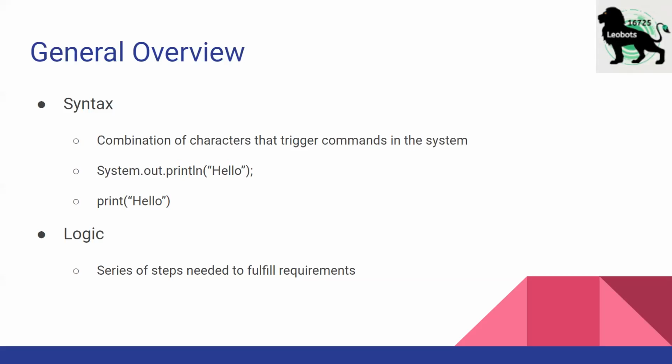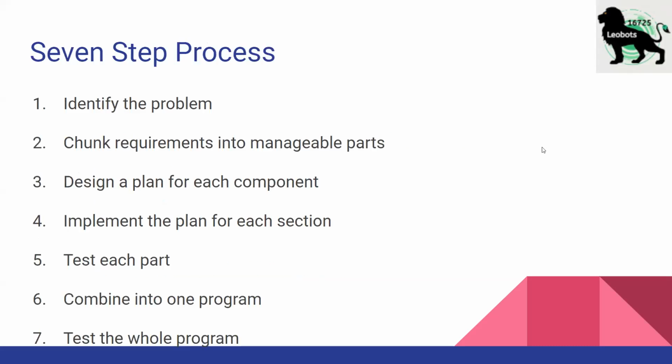And then using all those rules, you create a series of steps, which is the logic component. This is like the mentor thinking aspect, where you think of what steps you need in order to complete the task. The logic component can be simplified into 7 steps: identifying the problem, chunking it into manageable parts, designing a plan for each component, implementing a plan, testing a plan, combining it into one program and testing the whole program.